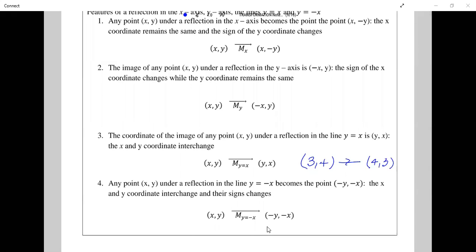Now, under reflection in the line y is equal to minus x, the x and y coordinates interchange and their signs change. All right, these are observations that you can check out for yourself, and I advise you strongly to check out these observations to see if they are true, see if they are correct, and then try and see how much of it you can remember. All right.